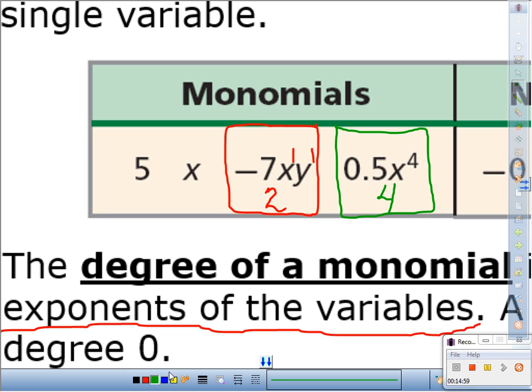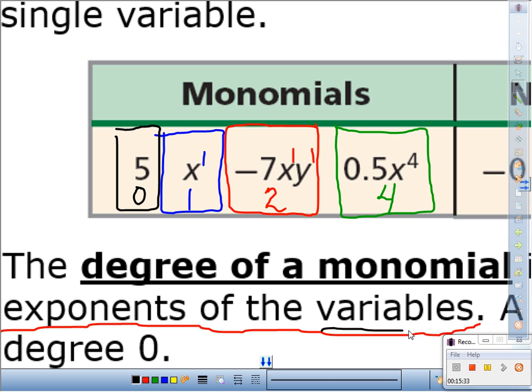Look at this one. This is a monomial. What is the degree of this one? 1, because the exponent is 1. Look at this one. This is a monomial. What is the degree? 0. Why? Because it says find the sum of the exponents of the variables. Everybody understand? Now check this out.